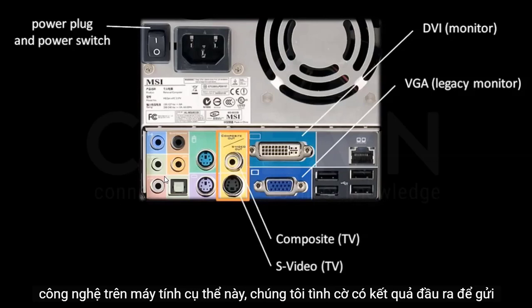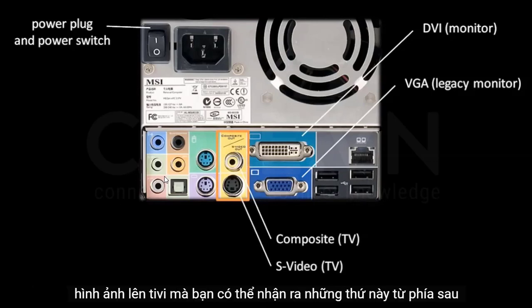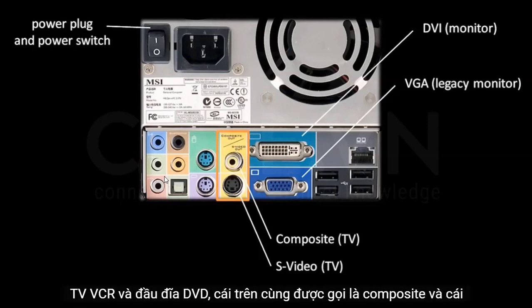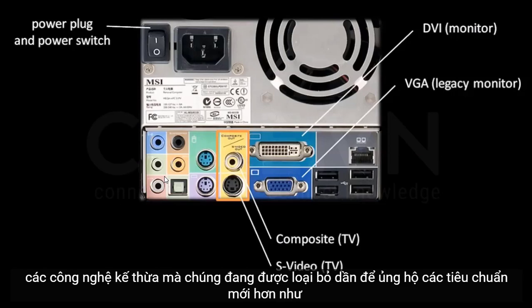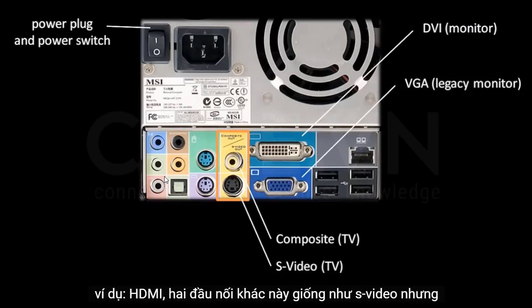On this particular computer, we happen to have outputs to send an image to a television. You probably recognize these from the back of televisions, VCRs, and DVD players. The one on top is called composite, and the one on the bottom is called S-video. And actually, these are also examples of legacy technologies. They're being phased out in favor of newer standards, like, for example, HDMI.